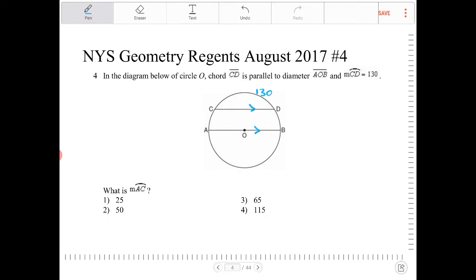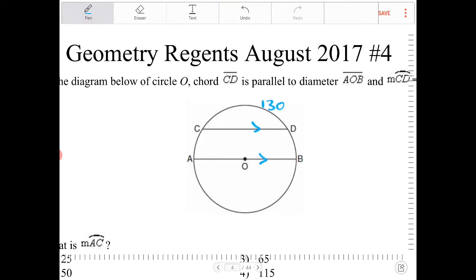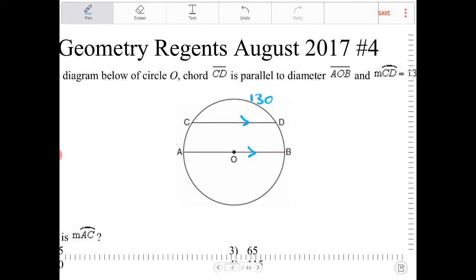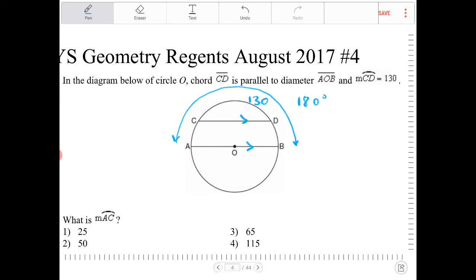What is arc AC? Okay, so within a semicircle, the measure of the arc of a semicircle is 180. And I'm going to draw in an auxiliary line to help us with this problem. Our goal is to find out what AC is, right? So I'm going to call AC here X.